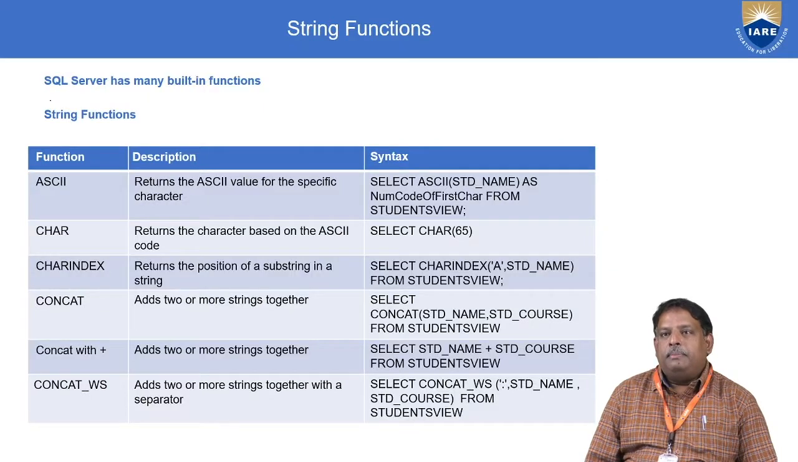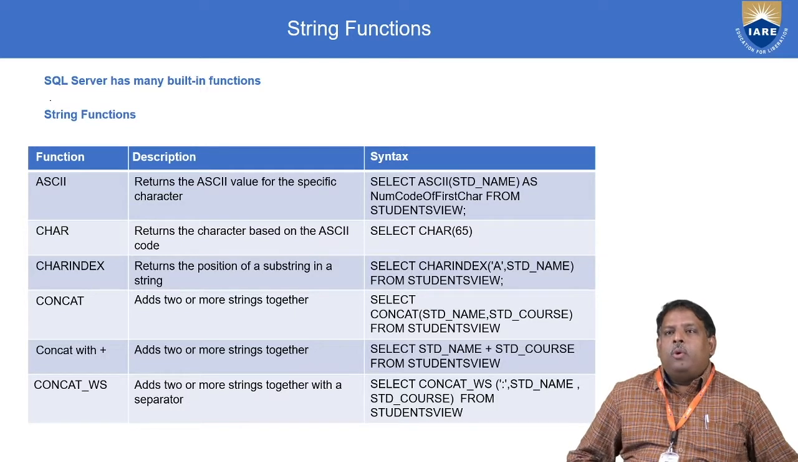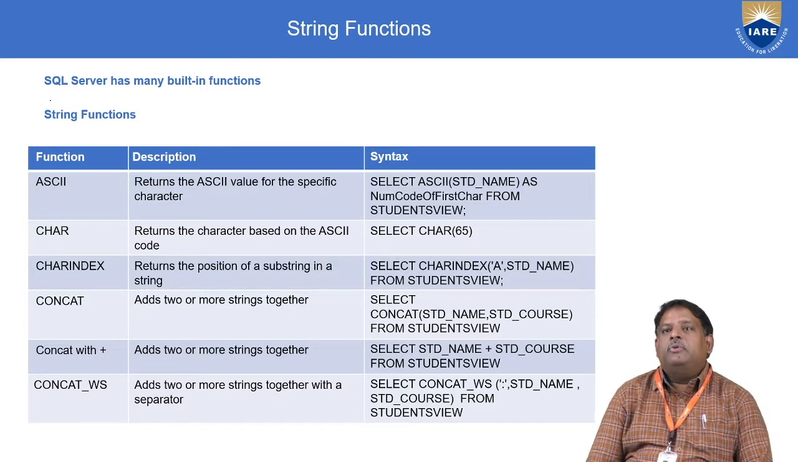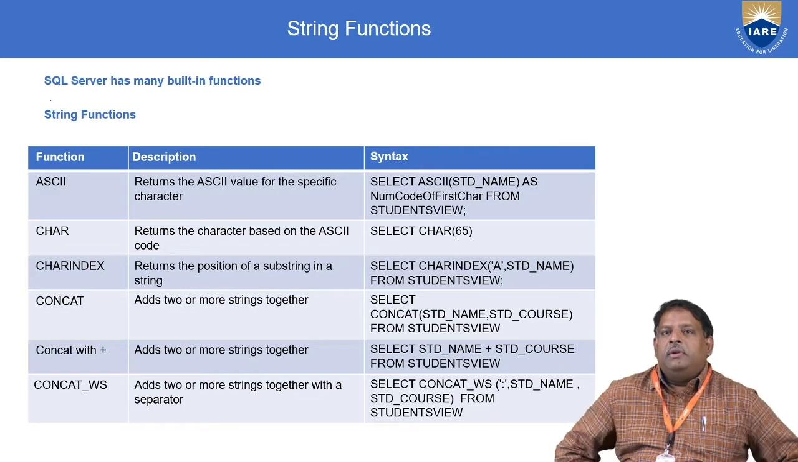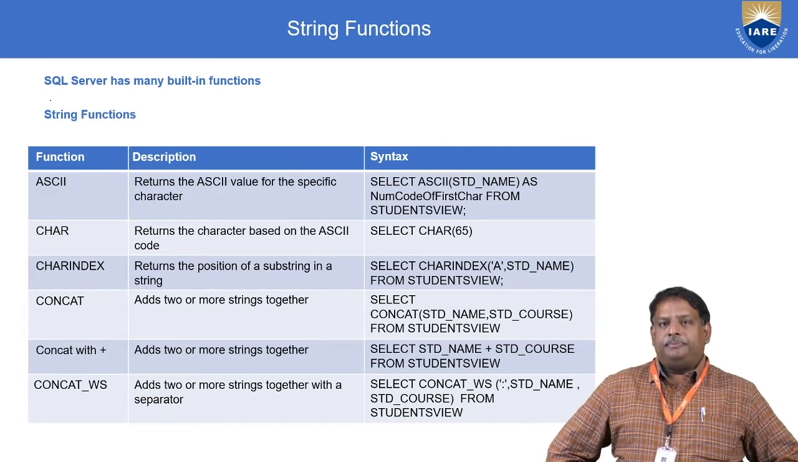For example, I say select ASCII of the column std_name as my column alias num_code of first character from student view. So ASCII of my column name std_name will give me the ASCII value of the first character of the std_name. This function will give me the ASCII value.